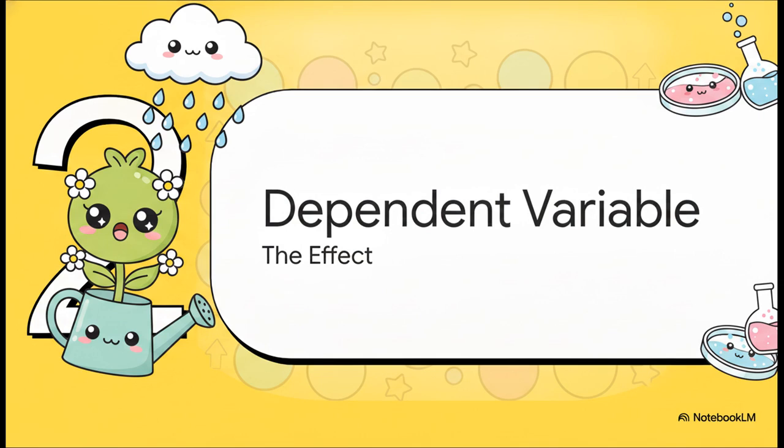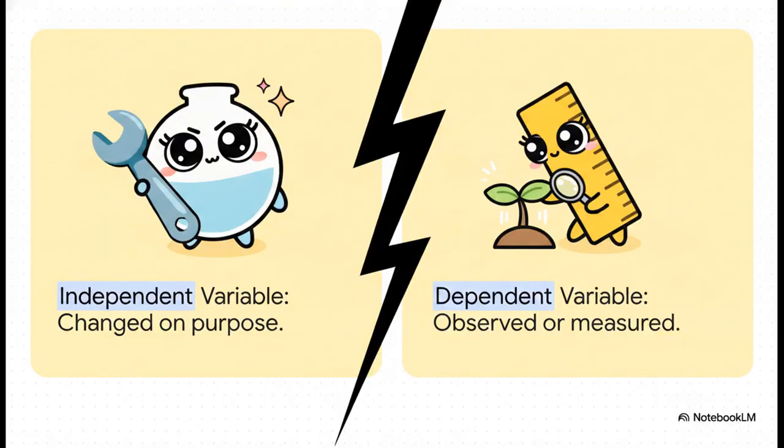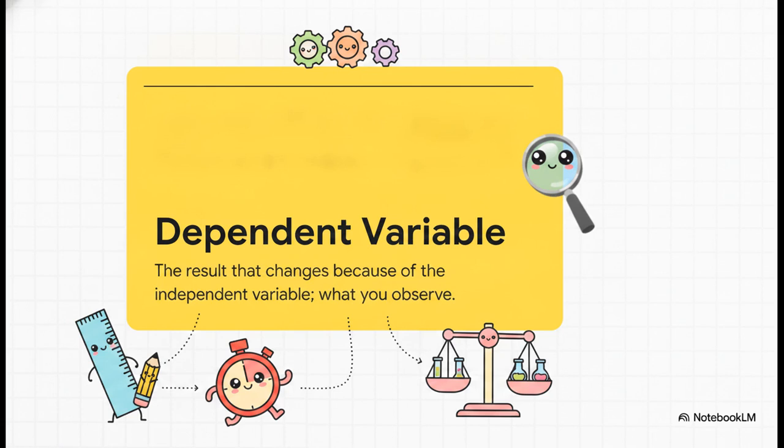Moving right along to Section 2, the dependent variable, also known as the effect. To make this super easy to remember, let's draw a really sharp contrast. The independent variable is what you, the investigator, change on purpose. The dependent variable, on the other hand, that's what is observed or measured. Think of it as a very strict relationship. The cause is what you actively control, and the effect is what you sit back and watch happen as a direct result.